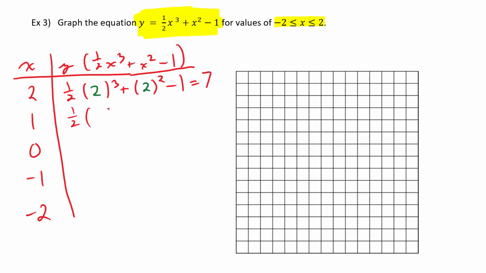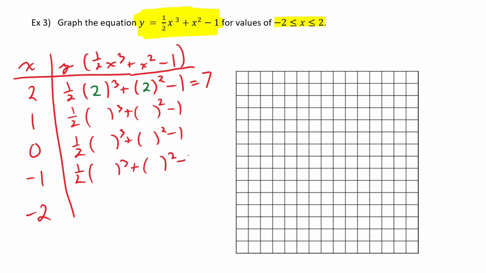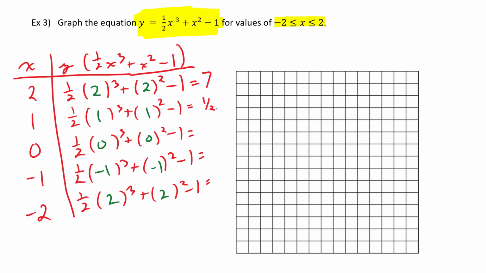Let's work these out as well. Substitute in 1, 0, -1, and 2. And we will solve. 1 cubed is just 1 times 1/2, which is going to be 1/2. 1 squared is 1. So this is 1.5 minus 1. 1.5 minus 1 is going to be 1/2. You can also write that as 0.5.